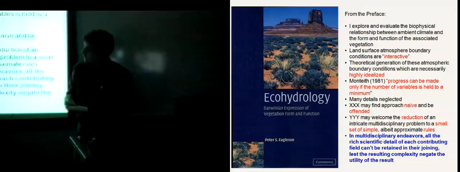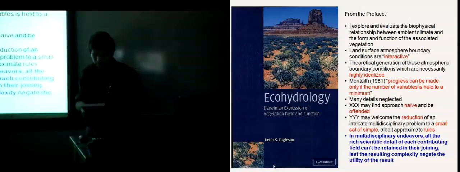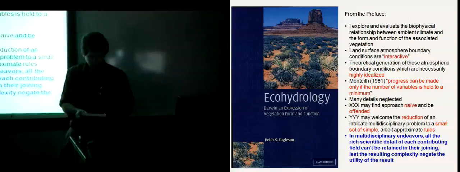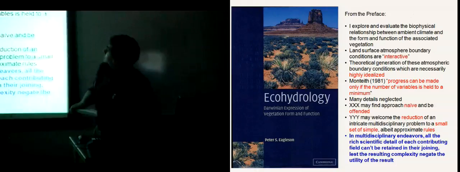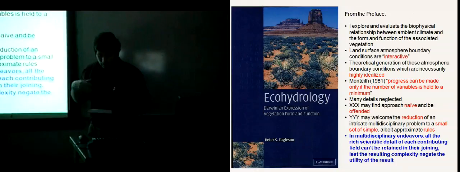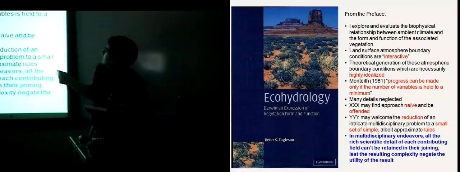He starts right at the beginning with a question. I explore and evaluate the biophysical relationships between ambient climate and the form and function of the associated vegetation. I hope the results will be useful in anticipating the changes to be expected in vegetated surfaces under conditions of slowly changing climate. So he's summarized where the book is going. He wants to understand form and function and its relation to climate change.